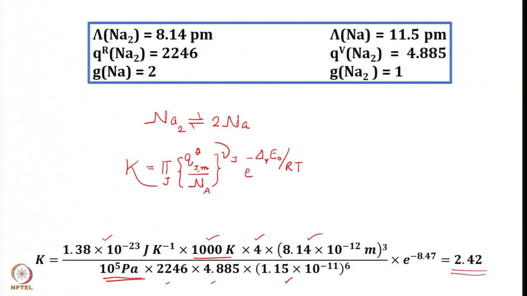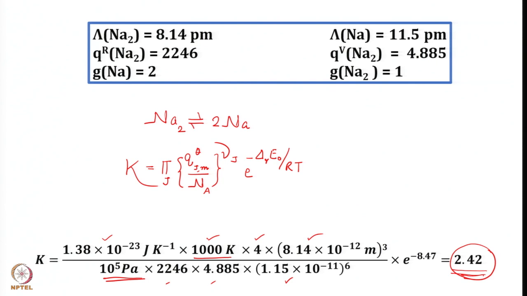What we have done is that we have calculated the values of various molecular partition functions, substituted those values, used the value of dissociation energy, and we can easily get the value of the equilibrium constant. The value of equilibrium constant obtained here is not very high, only 2.42. That means this reaction does not have a very high yield. The delta G naught of this reaction is not very highly negative.